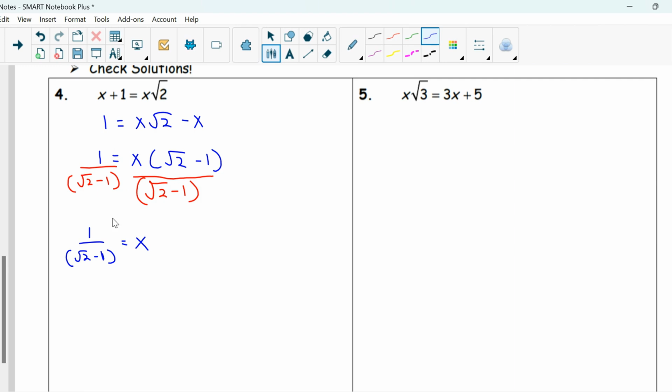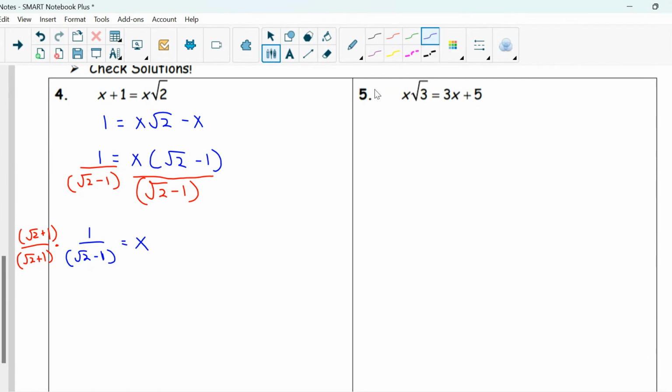Okay? So obviously, I'm close to solving for x here, but in order to solve for x, I would need to rationalize. So luckily in this case, I can multiply this by a conjugate. So I'm going to multiply this by square root of 2 plus 1 over the square root of 2 plus 1. That way, all of my radicals are going to cancel out with each other.